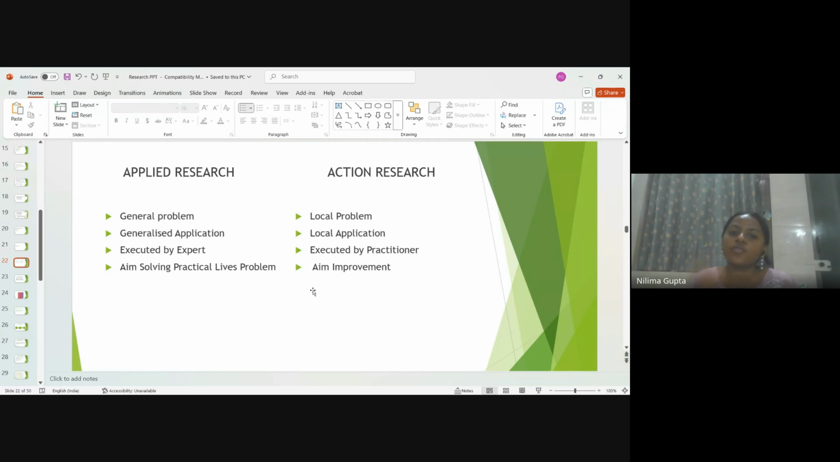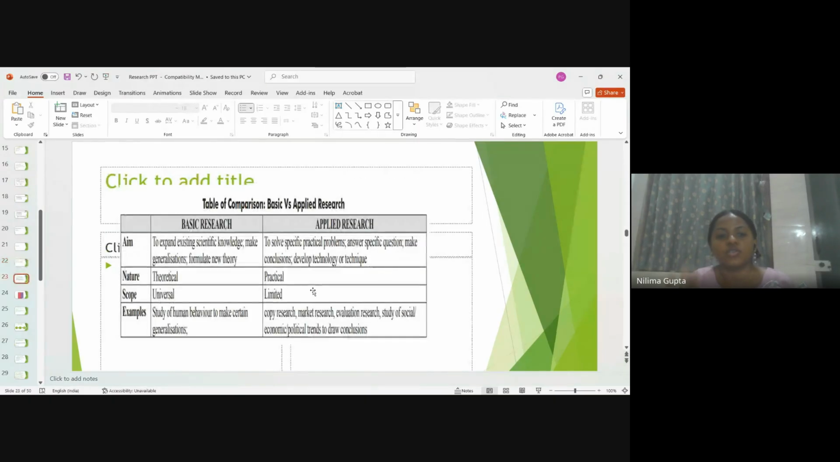Now we will see a differentiation between basic research, the theoretical one that we studied, and the applied research. Okay, so the basic research, the pure research or the fundamental research focuses on to expand the existing scientific knowledge and make generalization and formulate new theory. That is a basic and a pure research. Applied research has nothing to do to generate a theory. It has to work on specific problem and find a specific solution.